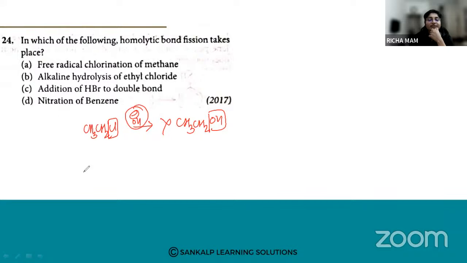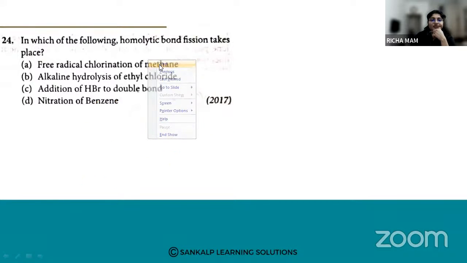Then, addition of HBr to double bond. When you are adding HBr, here also there is no homolytic fission taking place. So this is also not an example. Then nitration of benzene. What is it? It is a substitution reaction, an electrophilic substitution reaction. So this is also not possible, and option D is also discarded. So option number A is the correct answer. Let us go for the next one.